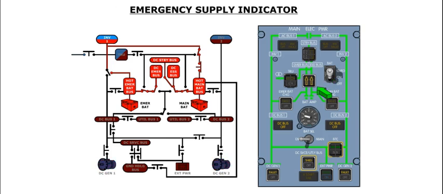Two amber flow arrows indicate when either one of the batteries is being discharged by either the DC essential bus or the DC emergency bus. The right arrow illuminates when the DC essential bus or inverter 1 is powered by the main battery. The left arrow illuminates when the emergency battery is supplying the DC emergency bus or inverter 1.